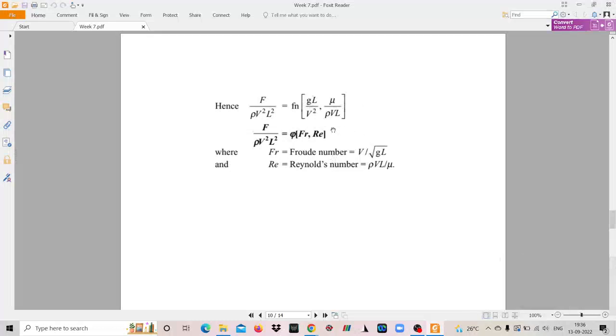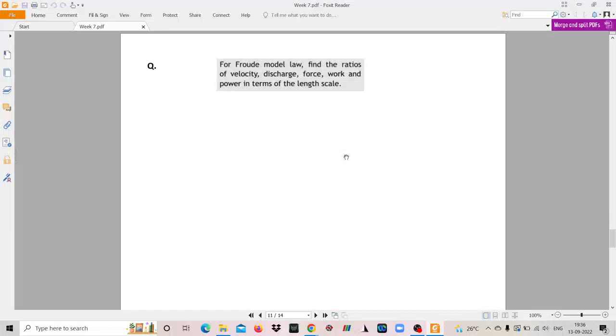Now here, V square by GL is nothing but the square of V by square root of GL, which is the Froude number. And rho VL by mu is the Reynolds number. So this can be represented as a function of Froude number and Reynolds number. Anyways, that part is not so significant. But let's move to the next problem. Now next problem, for Froude model law.